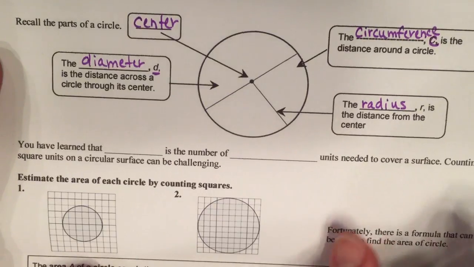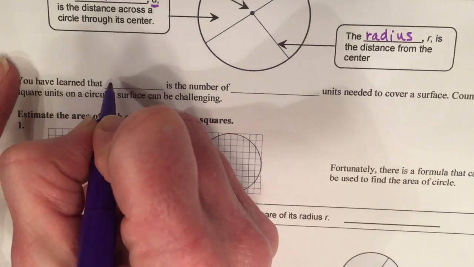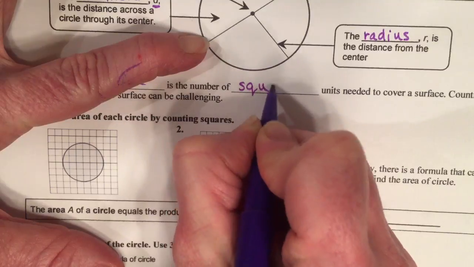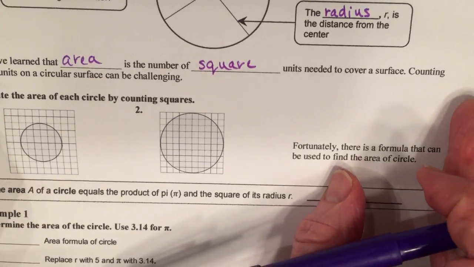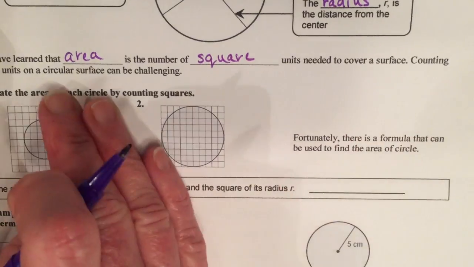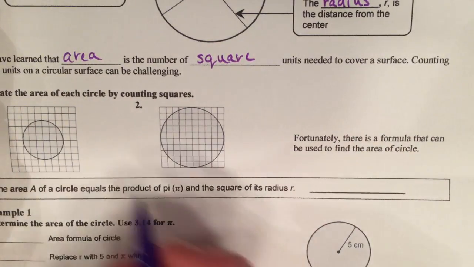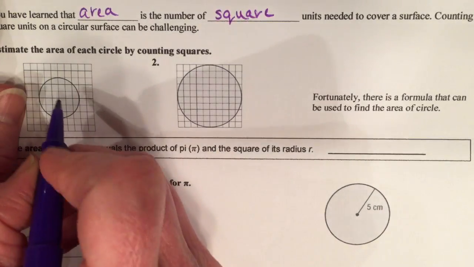All right, so we've already talked about area in an earlier stop. We learned that area is just the number of square units it takes to cover a surface. So counting square units on a circular surface can be challenging. So there's a couple of examples here. If we wanted to estimate the circle by counting the squares, well, we could try that.